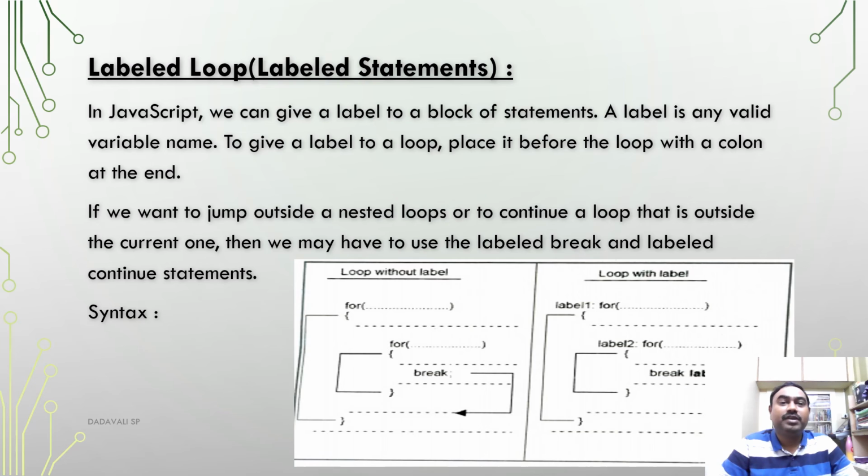In JavaScript, we can give a label to a block of statements. A label is any valid variable name. To give a label to a loop, place it before the loop with a colon at the end. If we want to jump outside a nested loop, or continue a loop that is outside the current one, then we may have to use labeled break and labeled continue statements. You can observe here the nested loop: label 1 and colon, then a for loop, then label 2 and another for loop.